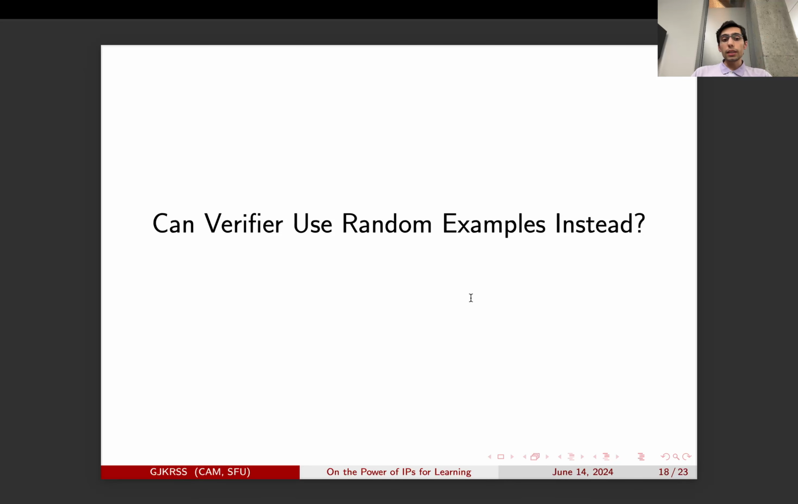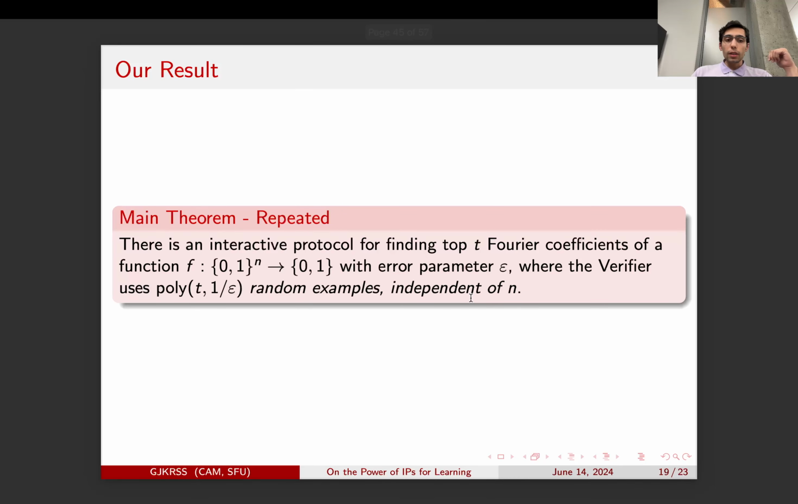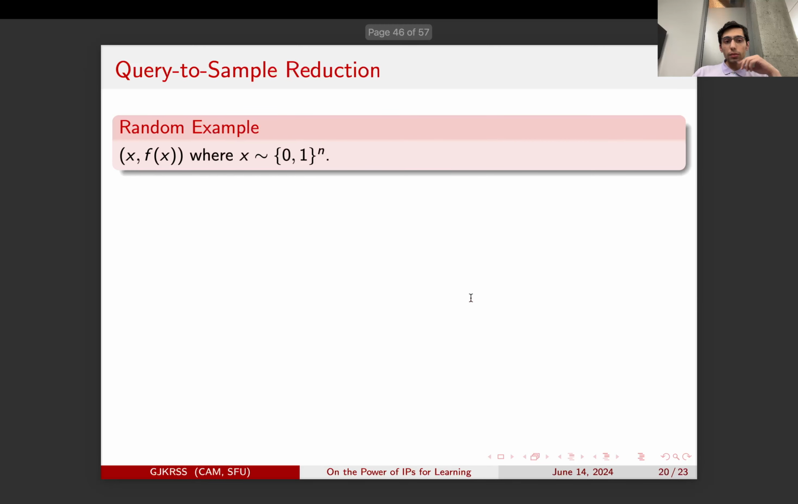Can we turn this into random examples instead, which is a weaker form of access to the input function? If we do, we get to the main theorem, again, which we repeat here. It's possible to do this. We use polynomial in t and 1 over epsilon random examples, which is independent of n. What is a random example? It's just an input which is sampled uniformly at random together with the evaluation of f on that input.